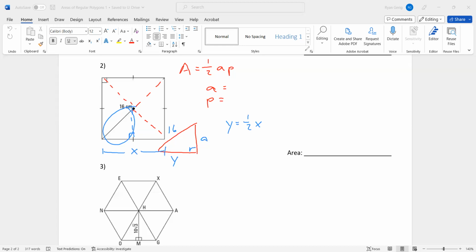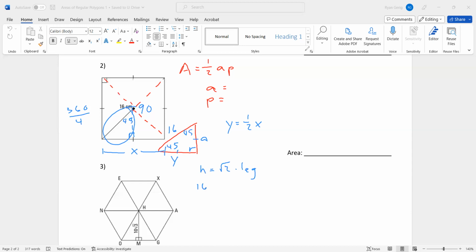Now, we need an angle, right? So 360 divided by the number of central angles, which is 4, gives me 90. So 90 is the central angle. But then the apothem cuts it in half, so this is a 45. So I've got a 45 here, which means I've got a 45 here, and I've got a 45, 45, 90. These are equal. So my hypotenuse is equal to the square root of 2 times the leg.